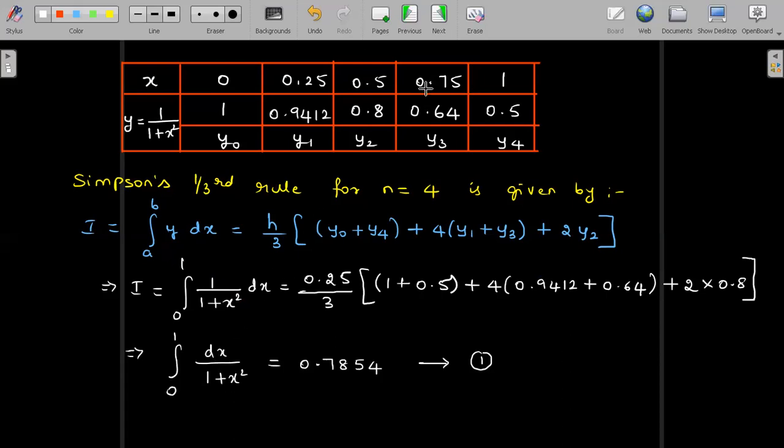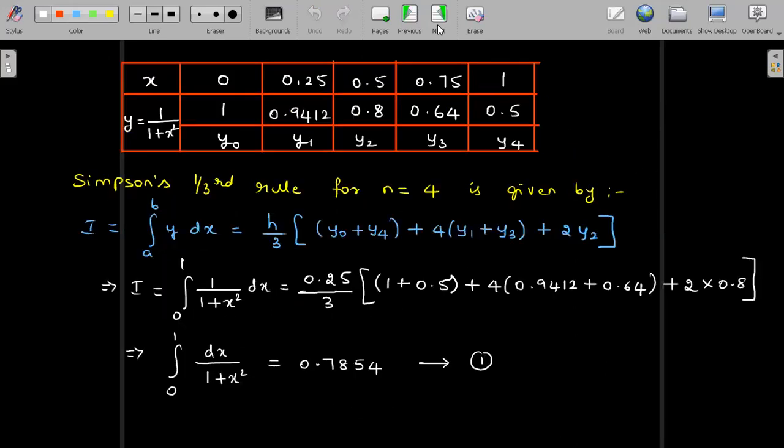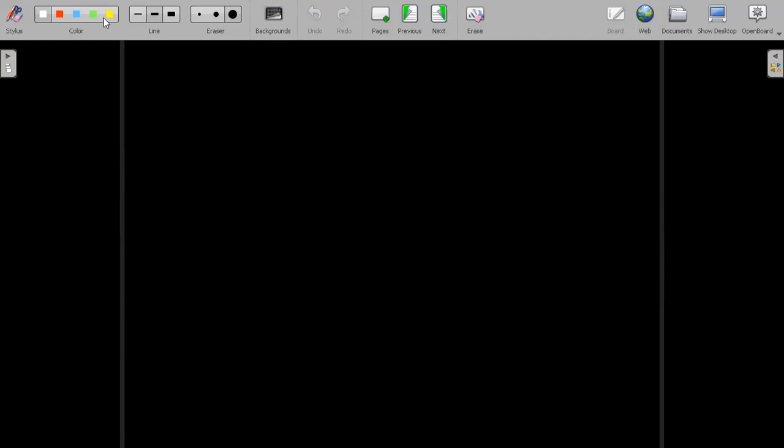And there is another part of the problem wherein we are asked to evaluate or deduce an approximate value of pi. We already know the value of pi is 3.14156, etc. So we need to now numerically obtain that through Simpson's 1/3 rule. So how do we do that is, we shall now integrate dx divided by 1 plus x square. The manual integration we are going to do, and through that we will be able to deduce a value for pi.